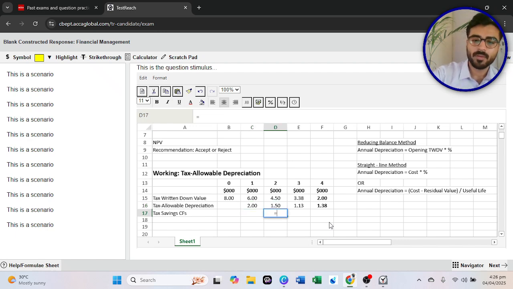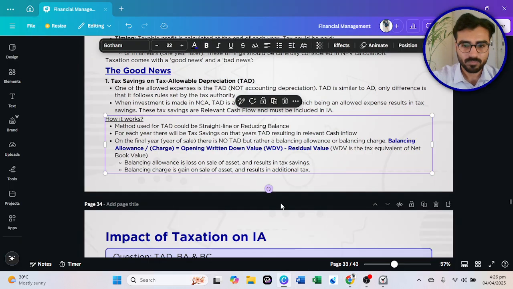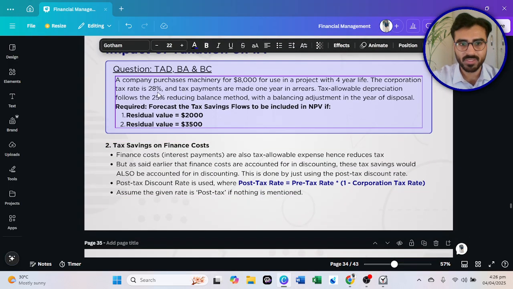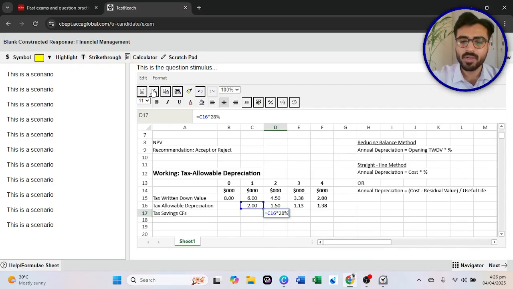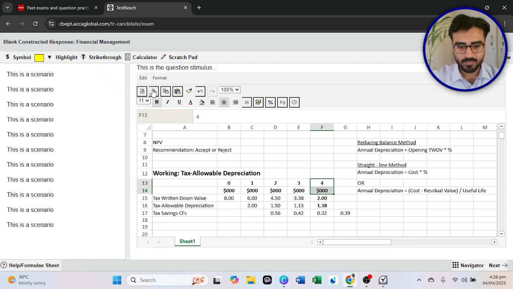So 2,000 multiplied by 28%, which is the taxation rate. Here it is shown that the taxation rate is 28%. So multiply by 28%. I will write this below in year two, and then I can copy paste this here. Let's just remove this.